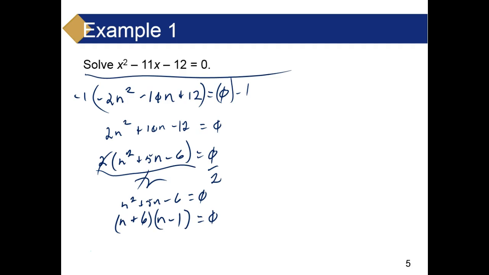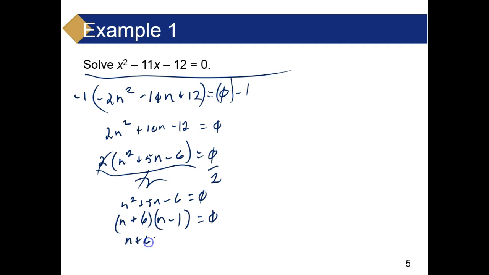N times n, n squared. Negative n plus 6n would be positive 5n. Negative 6. You got it. It worked. Now what do we do? That just factors it. Set each equal to 0.